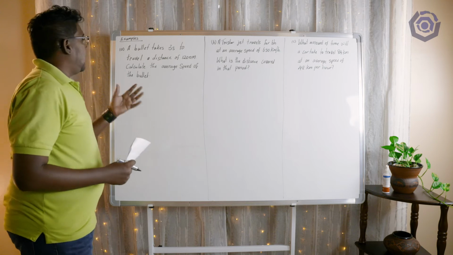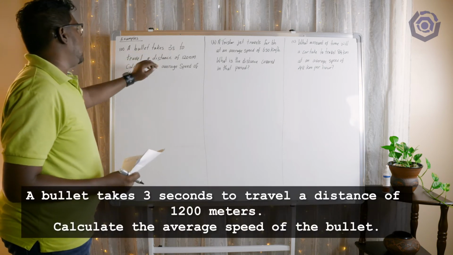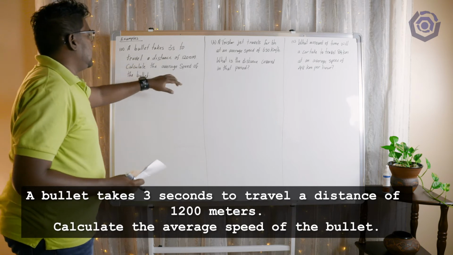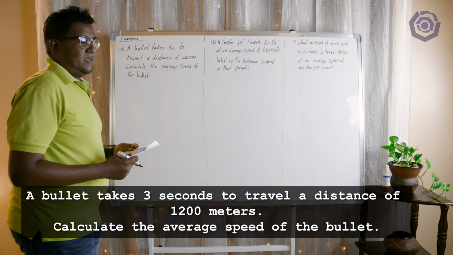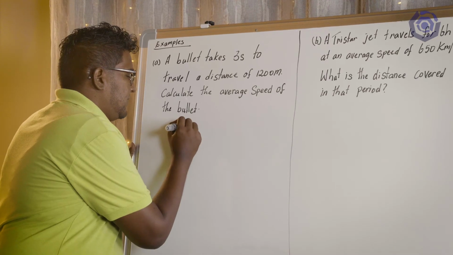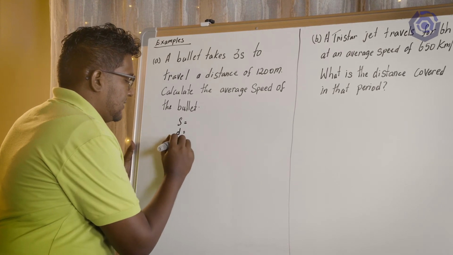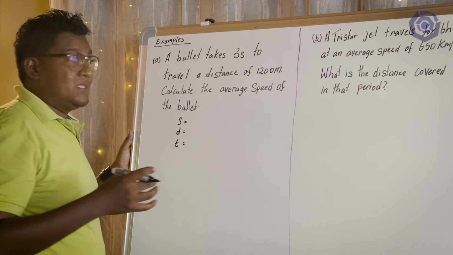So let's look at some examples. The first one, a bullet takes 3 seconds to travel a distance of 1200 meters. Calculate the average speed of the bullet. Remember, our formula carries 3 parts. That is speed, distance, and time. So after reading this, let's see what's given.